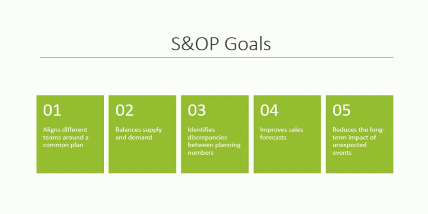At the end, it will also help you to reduce the long-term impact of unexpected events. So if you have sales and operation planning done in your organization, then you can easily overcome environmental changes. That can be a storm, environmental or political changes, or anything else related. So it will basically help you to run your business continuously without any interruptions.